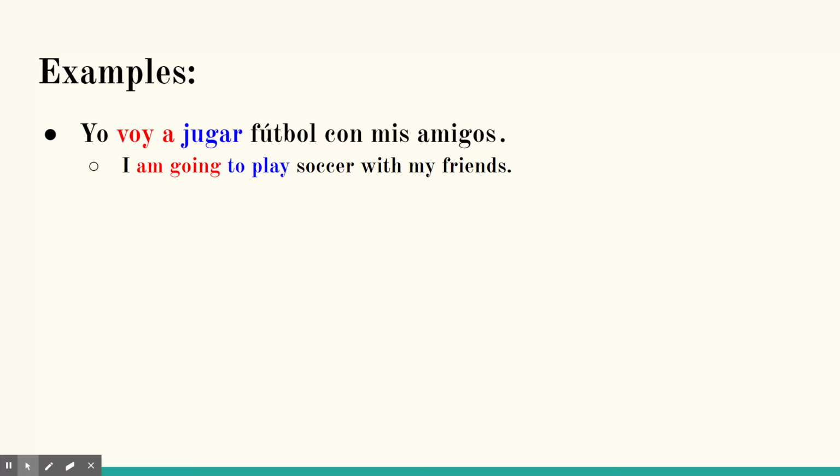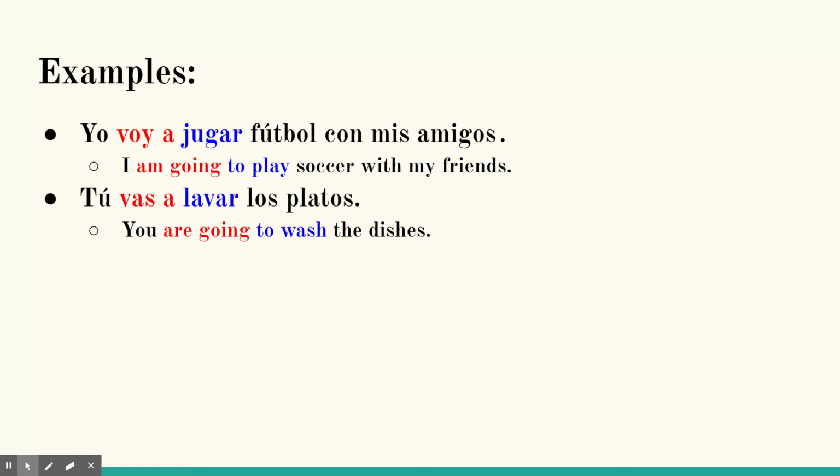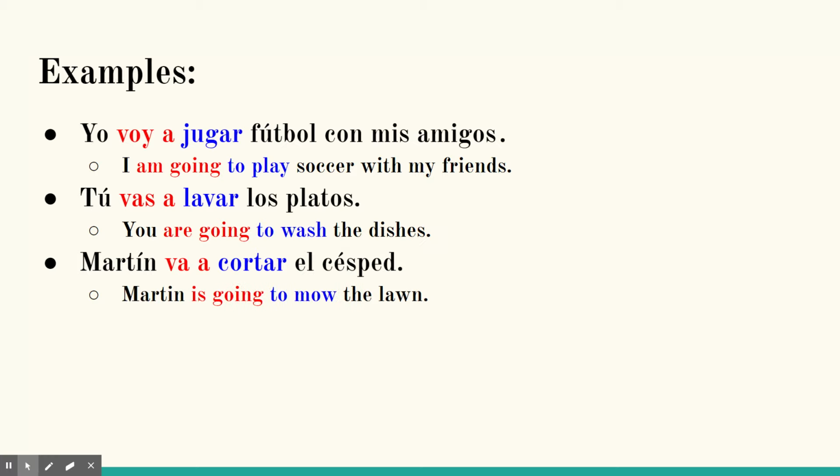Let me show you another example. Tú vas a lavar los platos. Once again, we have the form of ir in the tú form, vas, the letter A, and then the infinitive, lavar los platos. Now that translates into you are going to wash the dishes. Let's do a couple more. Martín va a cortar el césped. That translates into Martín is going to mow the lawn. Now, we don't know if that's going to happen later today or later in the week. All we know is that this event is going to take place sometime in the near future.